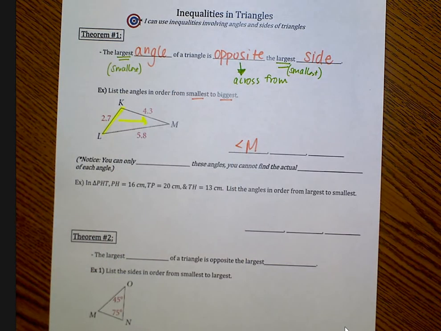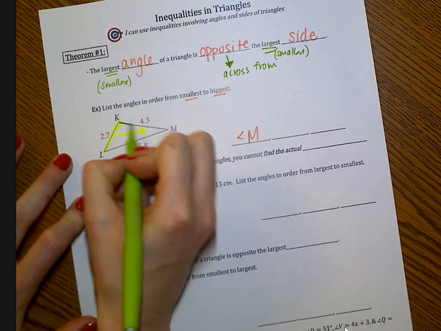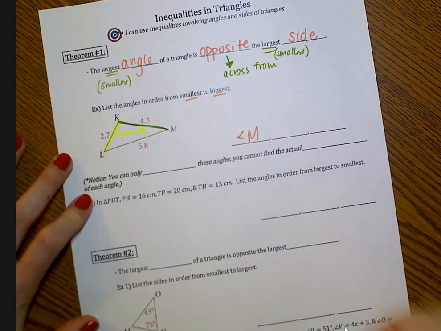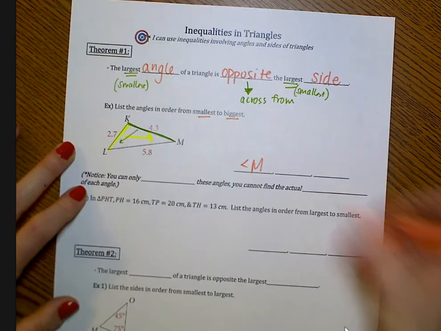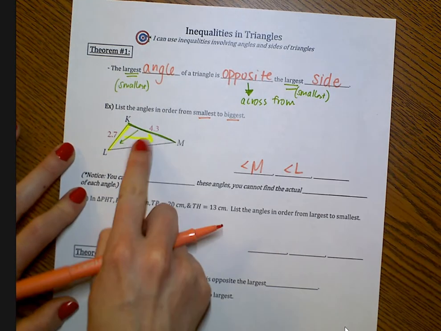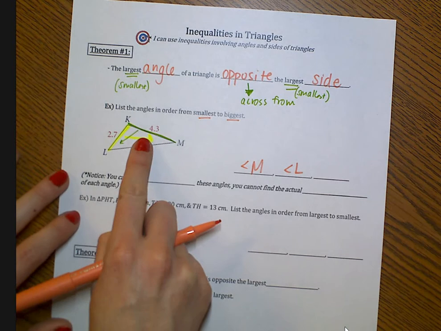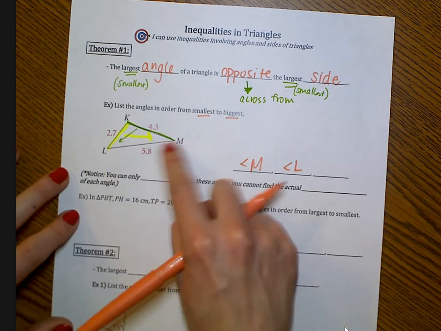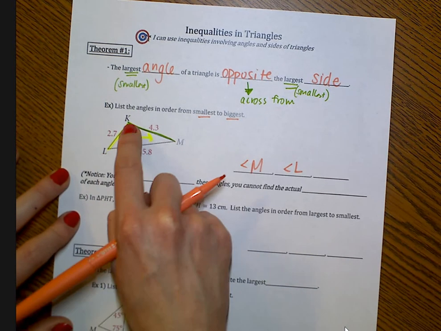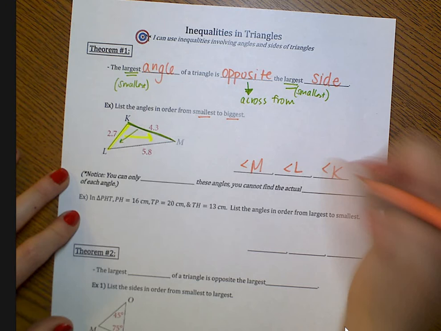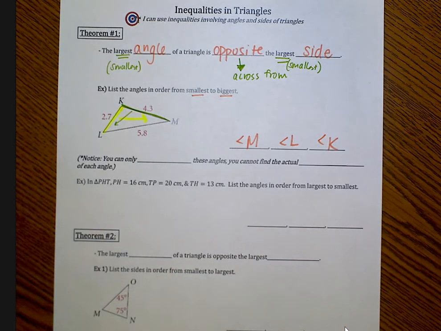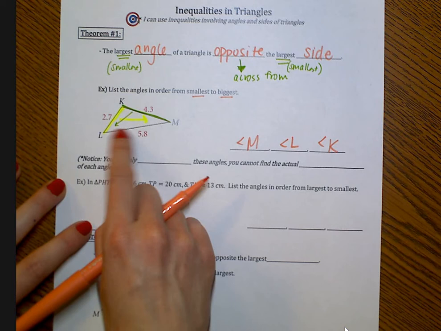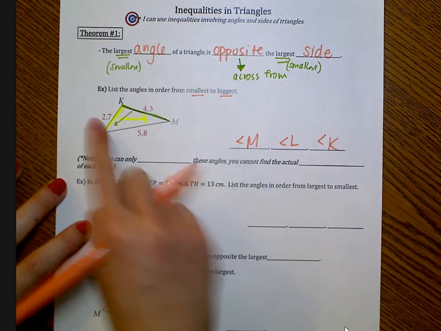Now if I look at the second longest side, or the second shortest side, that's that one right there. Across from it, that's angle L, so that's got to be the middle angle, since 4.3 is the middle side. And then the biggest side is 5.8, so across from that is angle K, which would be the biggest angle. Okay, so you don't need any of the angles to be able to list them from smallest to biggest, as long as you have the sides.